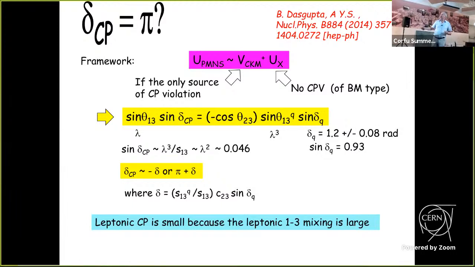So you have this 1-3 mixing here, multiplied by sin delta. Here you have 1-3 mixing in the quark sector, which is very small. This is V_ub. And this is 2-3 mixing in the lepton sector, which is something like 1 over square root of 2. So this is of the order of lambda, if this is the Cabibbo angle. This is the Cabibbo angle cubed. And you will get that the mixing angle in the quark sector is automatically of the order of lambda squared, which is very small. So which means that delta CP is either minus delta or pi plus delta, and delta is in this ratio. So leptonic CP violation is small because leptonic 1-3 mixing is large.